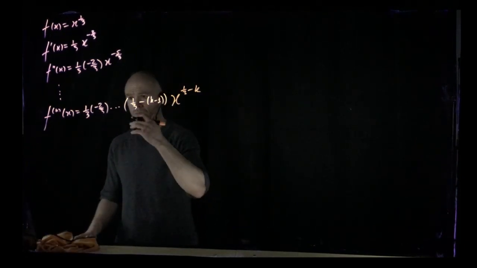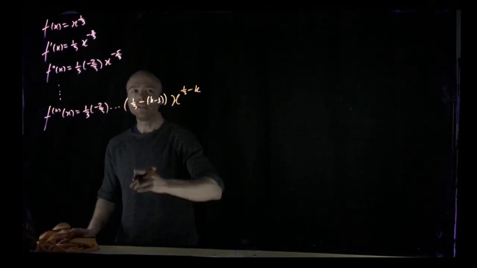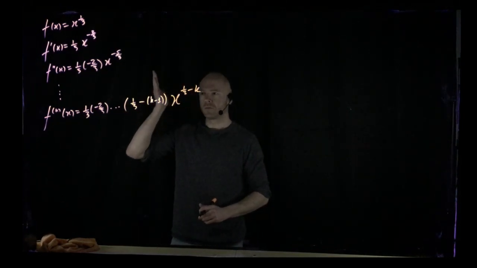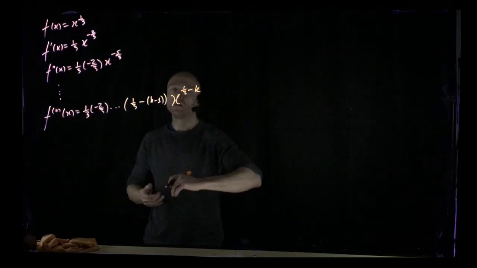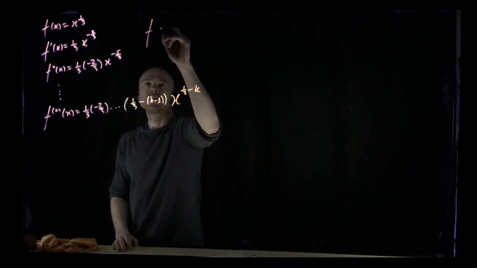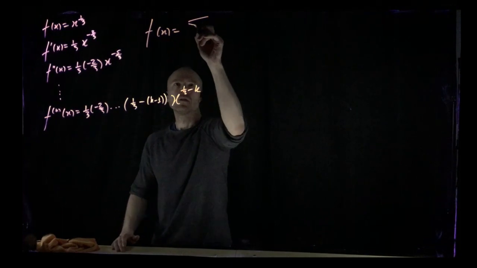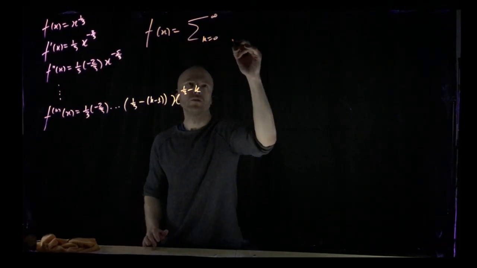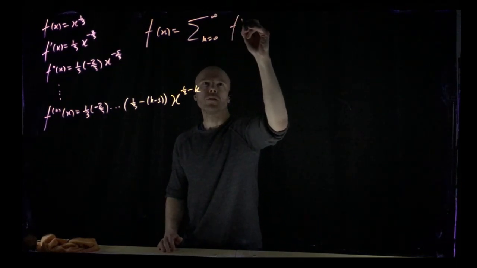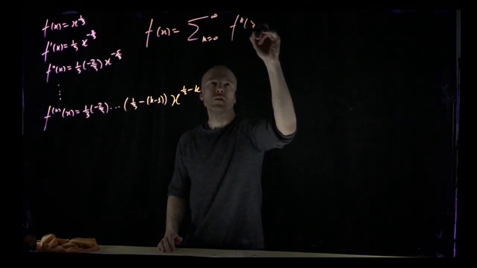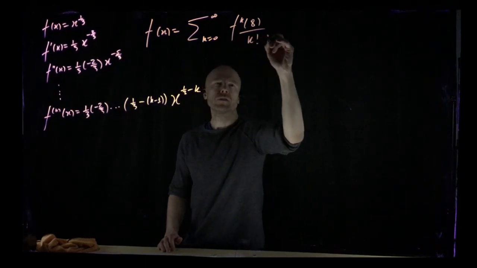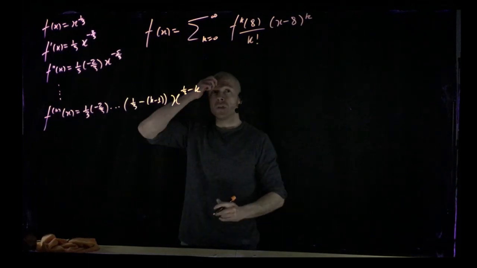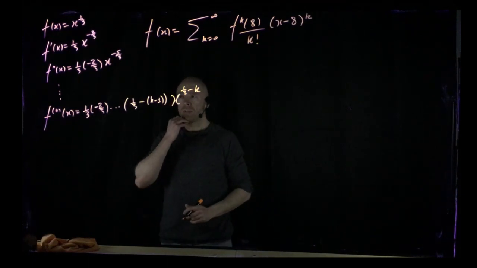So we're just going to plug in x equals 8 into this thing. But the issue is about whether or not we got an alternating series or not. So let's write out what the Taylor series is. It's the sum from k equals 0 to infinity of the kth order derivative at 8 over k factorial, times (x minus 8) to the k. All right, so let's check out the signs of these expressions.